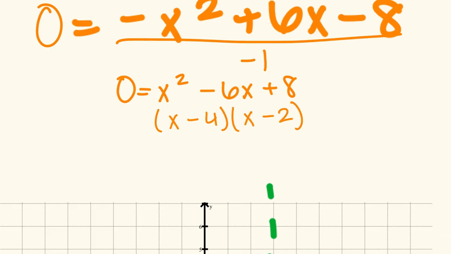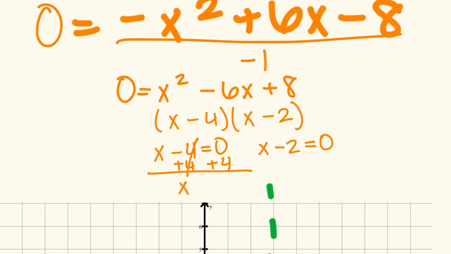Again, you guys have to know how to factor. So keep in mind I'm solving for x. So x minus 4 equals 0 and x minus 2 equals 0. I'm adding 4 to both sides so I can isolate my x. And I'm going to get x equals a positive 4. Doing the same thing to this side.